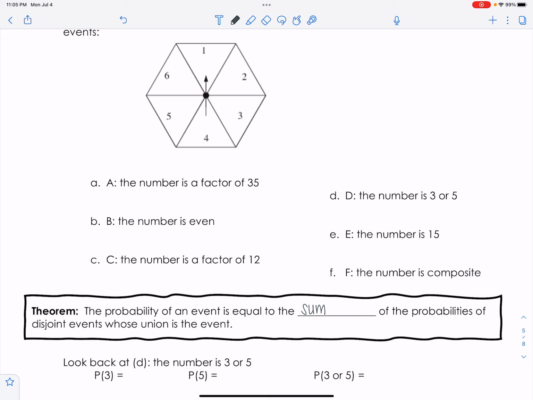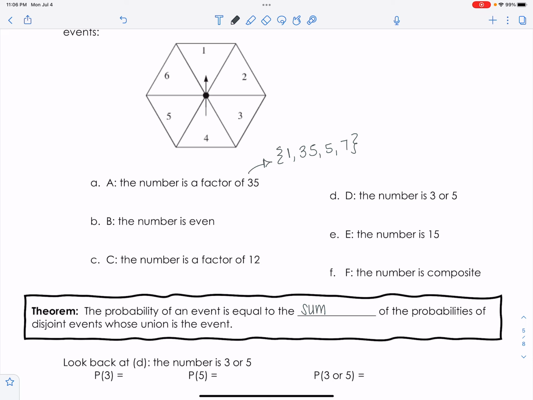So what are the numbers that evenly divide 35? And so my factors of 35 are going to be 35, 5, and 7, because all of those would multiply evenly to 35. So those are the numbers that are factors of 35.